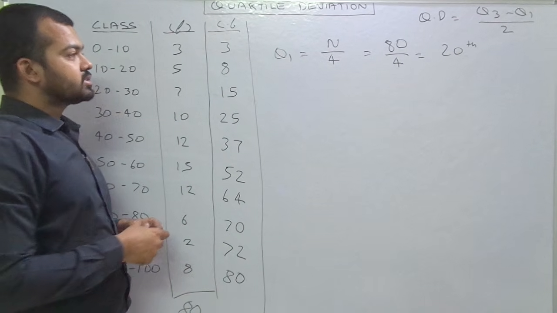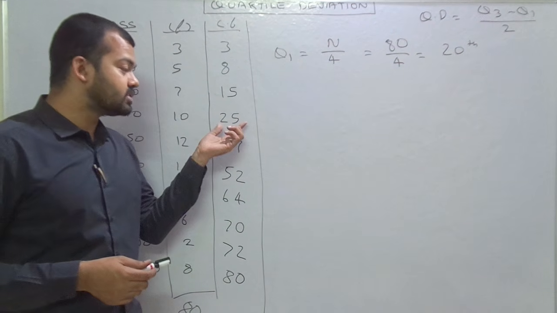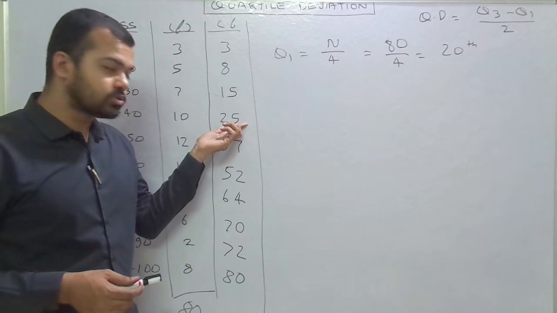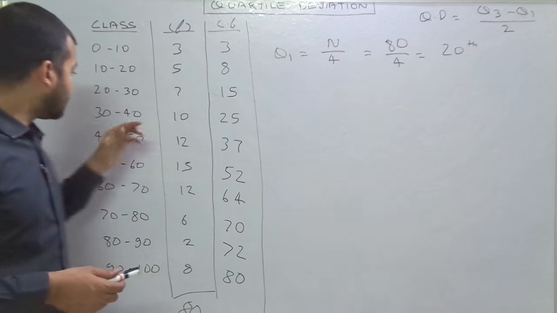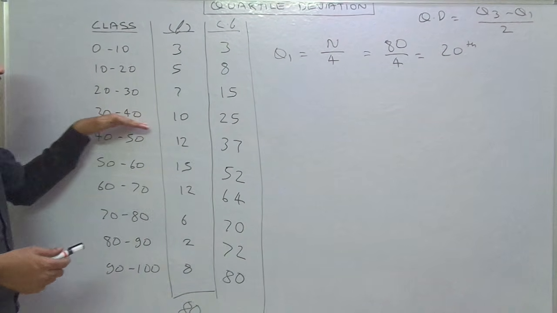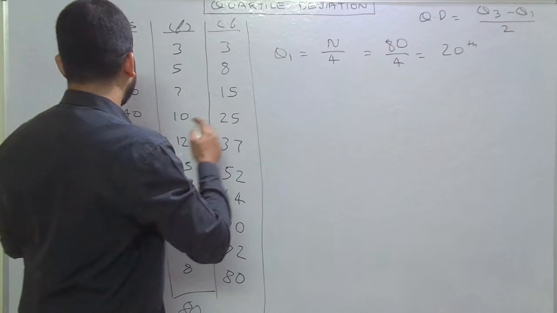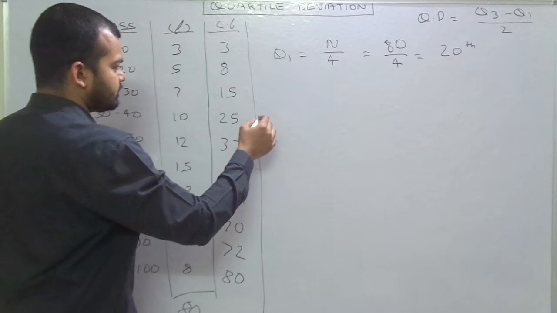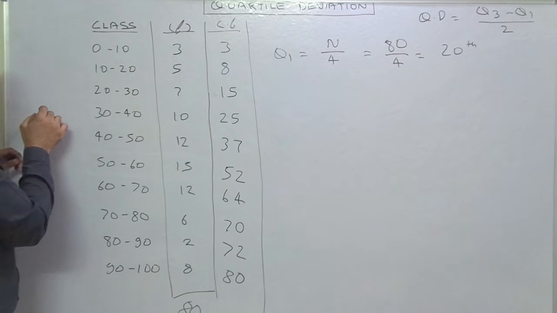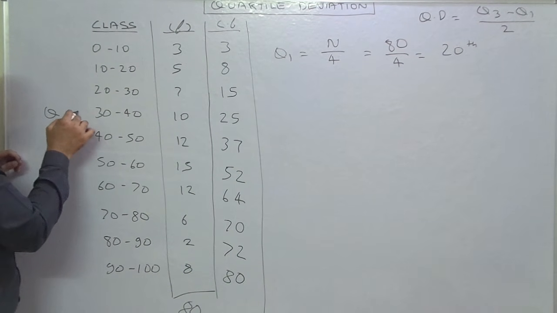Now we have to see in which category the 20th item falls. It falls under this 25 category. It means the Q1 class is 30 to 40. So the class for Q1 is 30 to 40. We can write it like this, that is Q1 class.